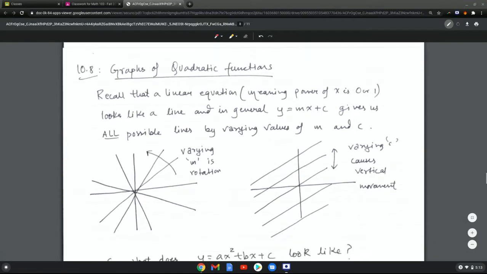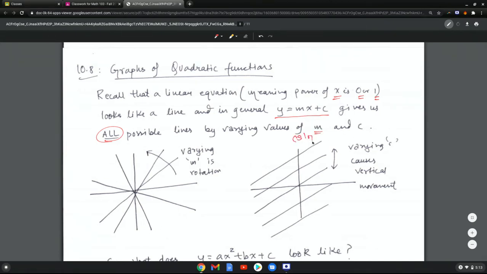Okay, before graphing, I want you to recall that a linear equation, meaning the power of x is 0 or 1, looks like a straight line. And if I take a general equation y equals mx plus c, it gives us all possible lines by varying the values of m, which is the slope, and c, which is the y-intercept. And this is what varying these values does.